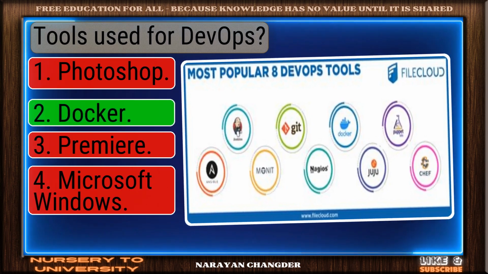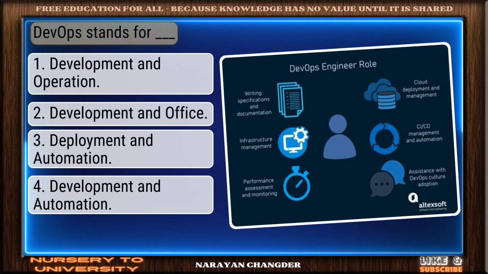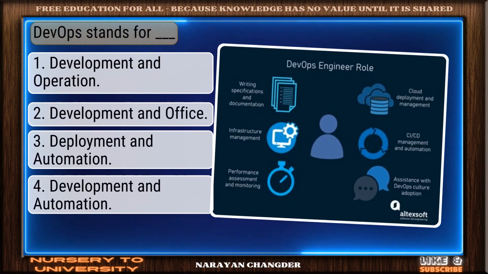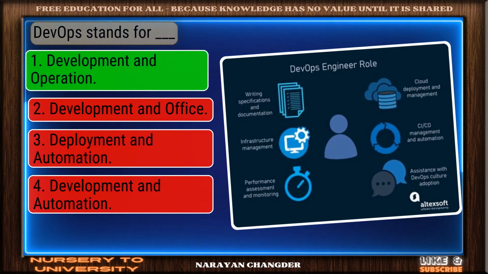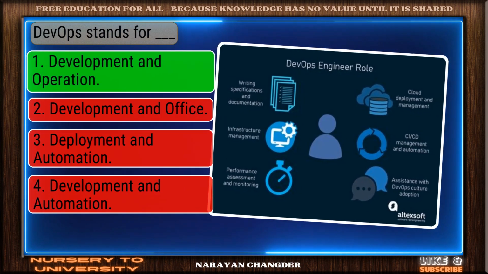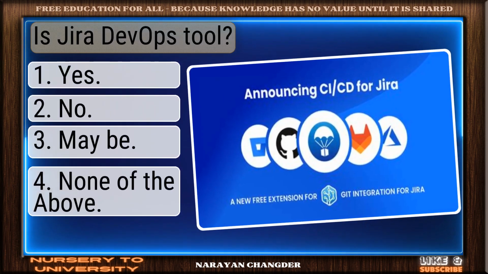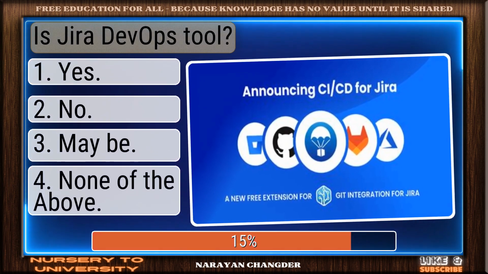Bravo. Docker is the answer. Question number 72. DevOps stands for dash. You got it. Your choice development and operations is right. Question number 73. Is Jira a DevOps tool?